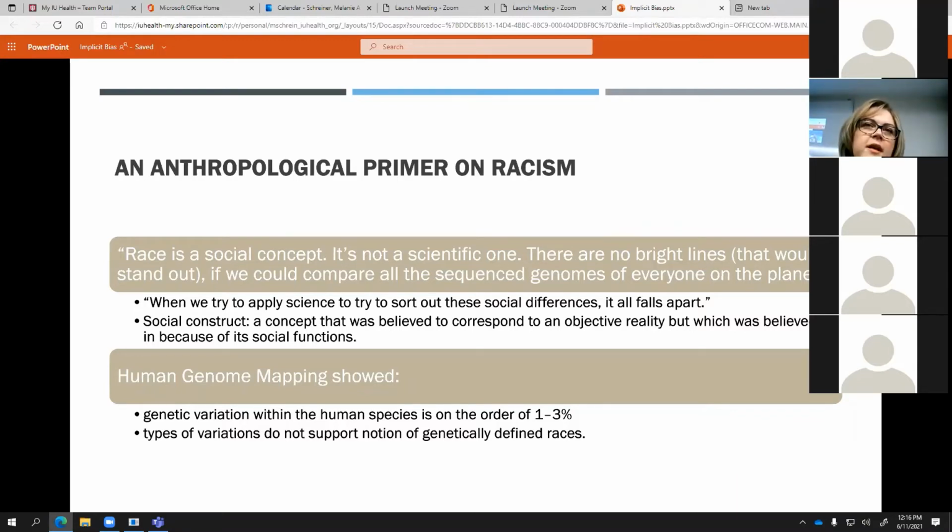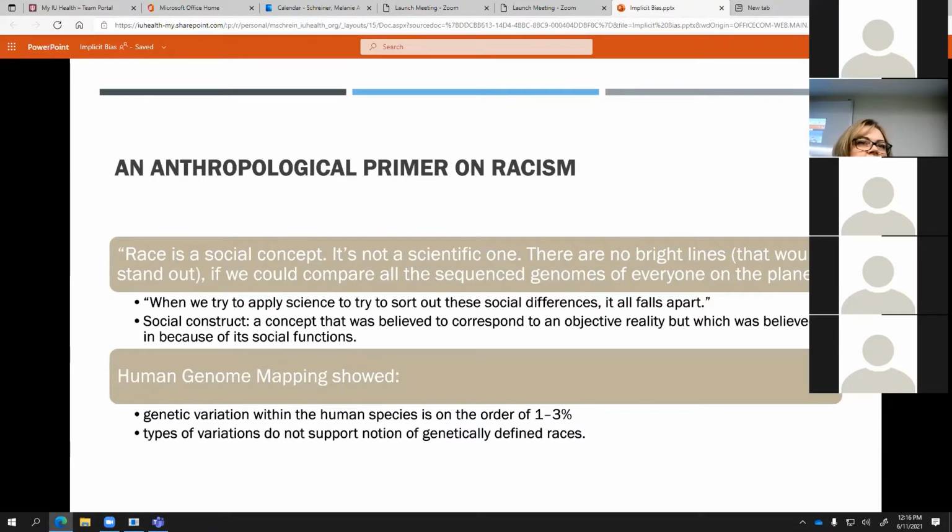So one of the things that I find really interesting about the topic of racial bias and gender bias is actually from my background in undergrad, where I majored in anthropology. One of the things that really stuck for me from my educational experience there was that we really talked about how race is a social construct.